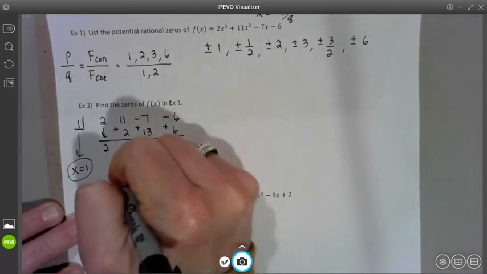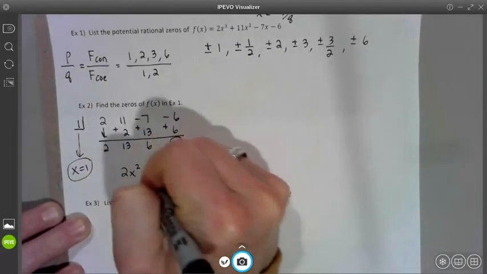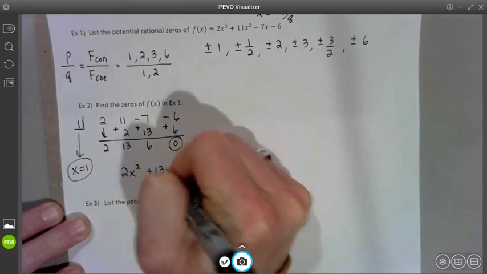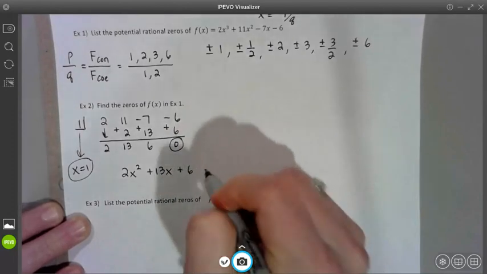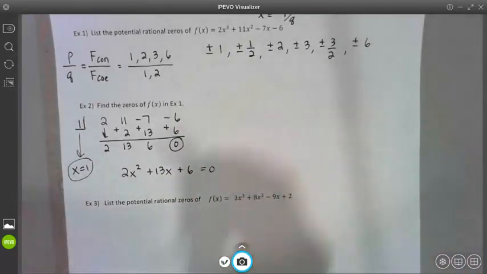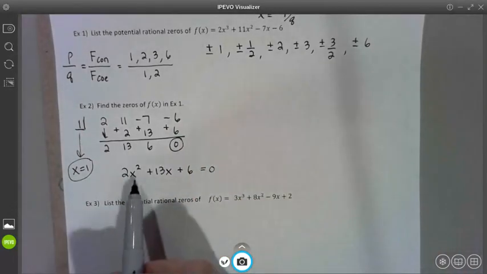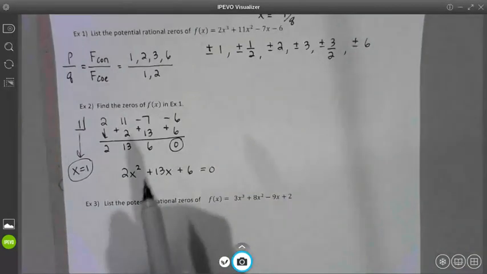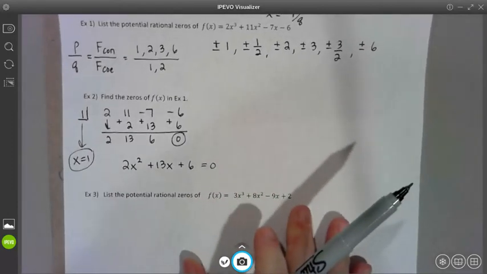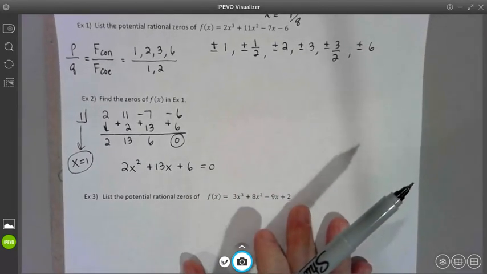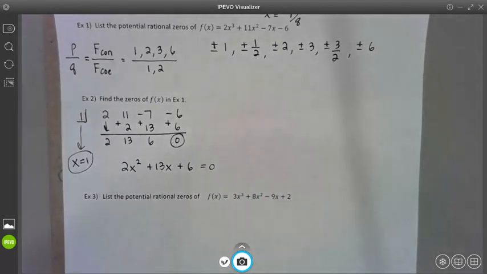So if I look at it, 2x squared plus 13x plus 6. All right, if I want, I can just set this quadratic equal to 0, and I can try and find my remaining 2 zeros by working with this quadratic. Now, by all means, you could take these coefficients and start working with another 0 or potential 0. You could come back to your graphing calculator and see another number that you think it crossed at.